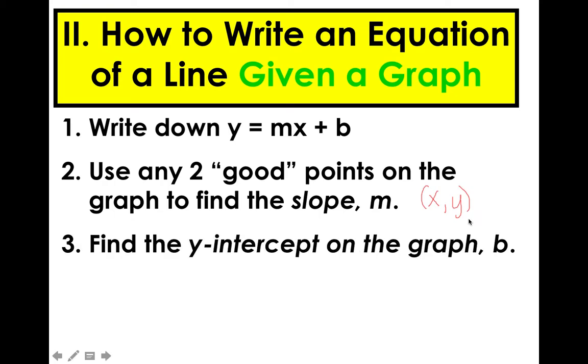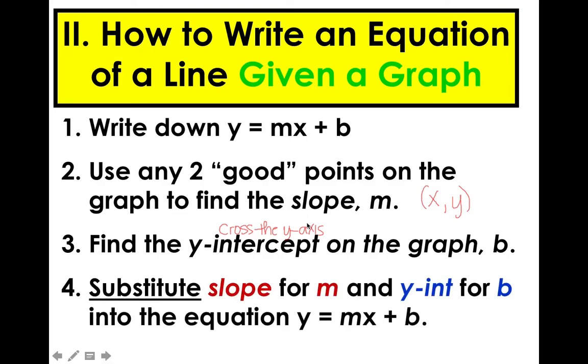We want to find the y-intercept on the graph. Remember, y-intercept is basically just saying, where does my line cross the y-axis? That's what y-intercept is. Where does it intercept the y-axis on the graph itself? And then last but not least, we're going to take what we found and we're going to substitute them in for our slope and our y-intercept.